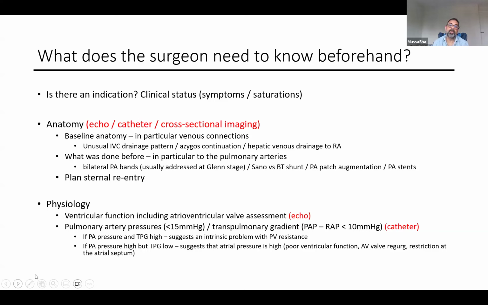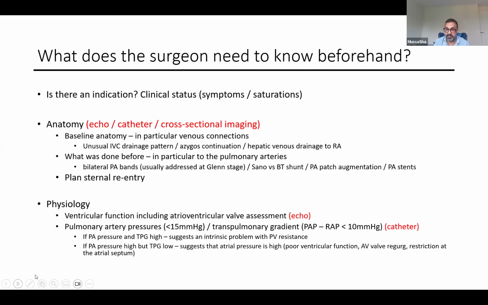You need to also know what was done before, in particular to the pulmonary arteries, because if the pulmonary arteries have been instrumented previously, either bilateral pulmonary artery banding before the child had their Norwood procedure, or whether they'd had a Sano versus a BT shunt. Both of those conduits would have been anastomosed to the pulmonary artery. Have the pulmonary arteries been augmented with patches? Have they been stented? All of these things are important bits of information that you need to understand before embarking on your operation, because the other end of your Fontan tube is going to be anastomosed to the pulmonary artery.